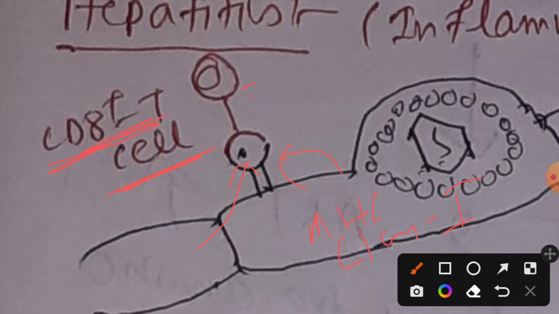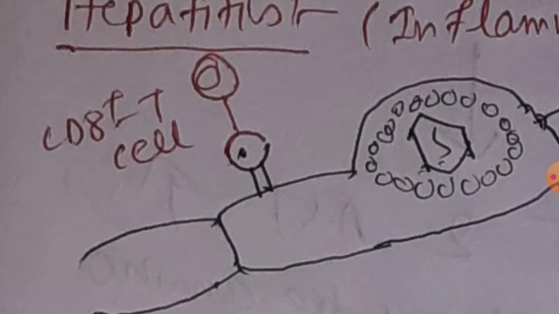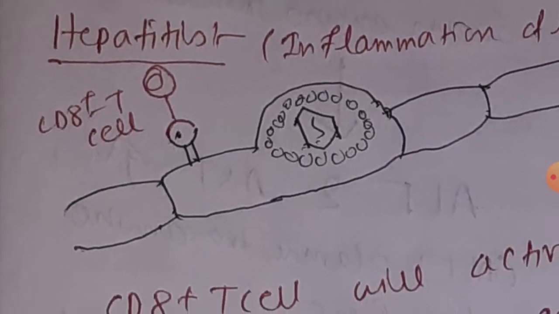Okay, we all know the cytotoxic killing. It is the phenomenon provided by TC, right? Cytotoxic T cell. So this cytotoxic killing will facilitate the apoptosis of that infected cell. Okay, so this is the normal infection mechanism.